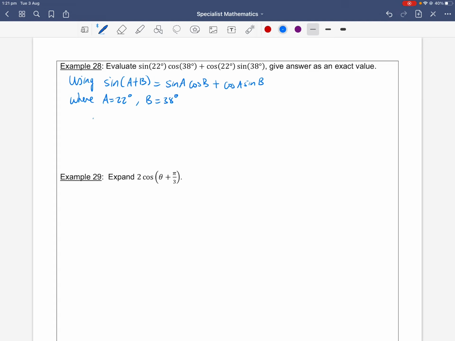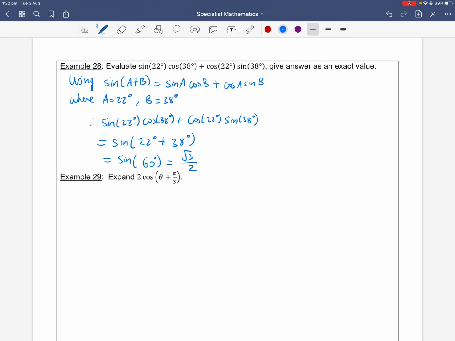So directly applying this, we have that, therefore, sine of 22 degrees cos 38 degrees plus cos 22 degrees sine of 38 degrees. If we look at the equation, sine a cos b plus cos a sine b gives us sine of the sum of the angles. So that equals sine of a, which is 22 degrees, plus b, 38 degrees. In other words, 22 plus 38, that's 60 degrees. And sine of 60 degrees is root 3 on 2.